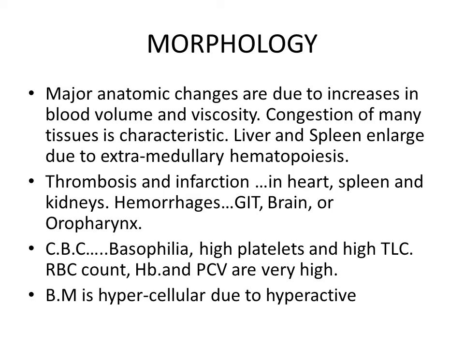Thrombosis and infarction. The blood is more viscous, so we can see the clinical features of hyperviscosity syndrome. Due to viscous blood, there is a tendency for thrombosis. When there is thrombosis, this can result in attacks of infarction, and we can see these attacks in different body organs like the heart, spleen, and kidneys.